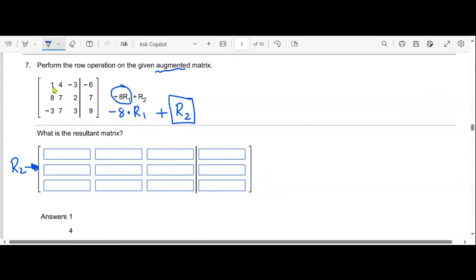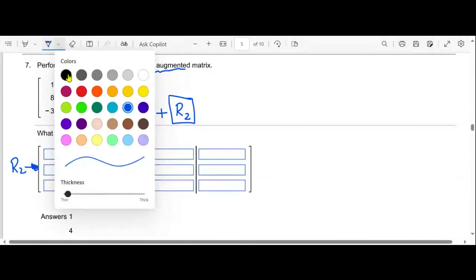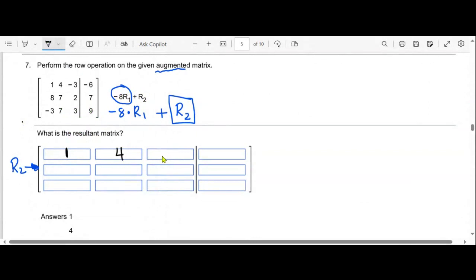So did we touch anything in row 1? No. So we keep row 1 as it is. Row 1 stayed the same, which is 1, 4, -3, -6. What about row 3? Do we touch row 3? No. So now let's do what is required here. Multiply row 1 by -8. So you have -8 times 1. How much is that? -8, correct? And then you add it to row 2. How much is row 2? So you're multiplying this by -8 and then adding it to this one. So how much is the answer here? 0. Now, -8 times 4, how much, Muhammad?